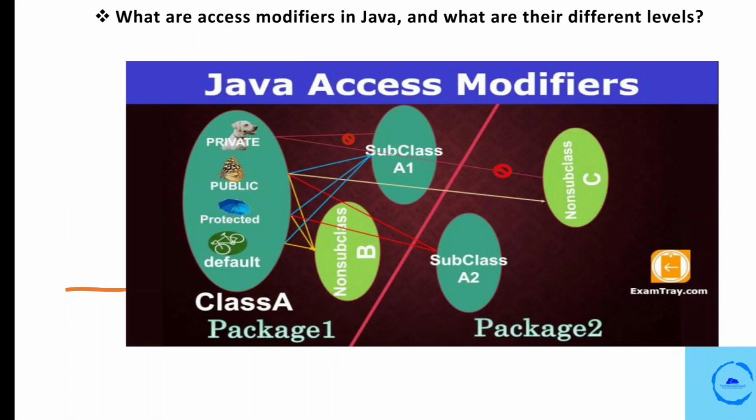Now we have default. If no access modifier is specified, also known as package private, the default access level is applied. Members with the default access are accessible only within the same package.